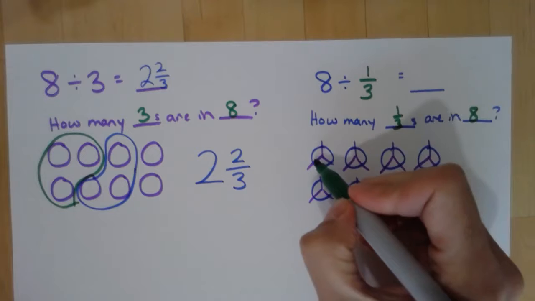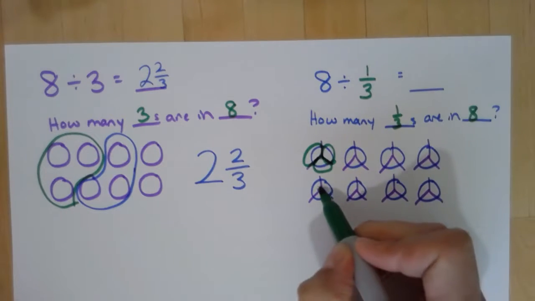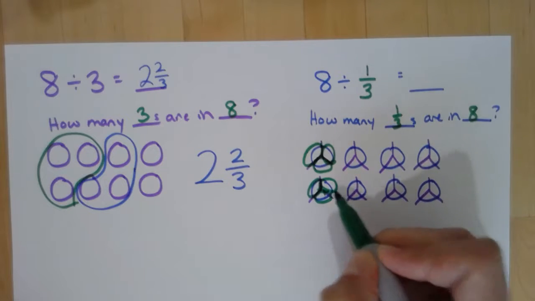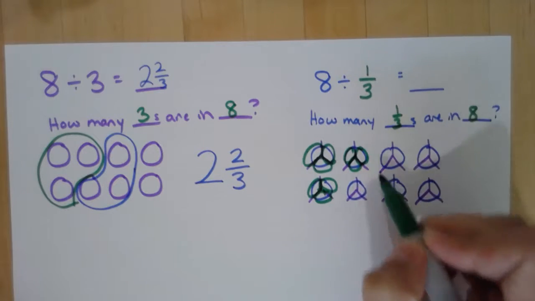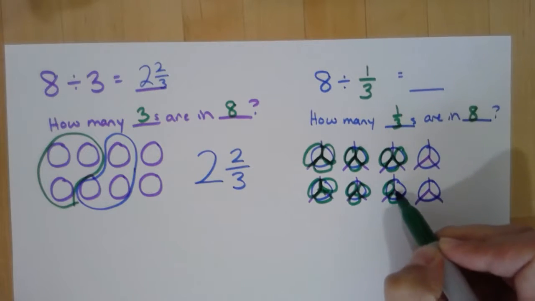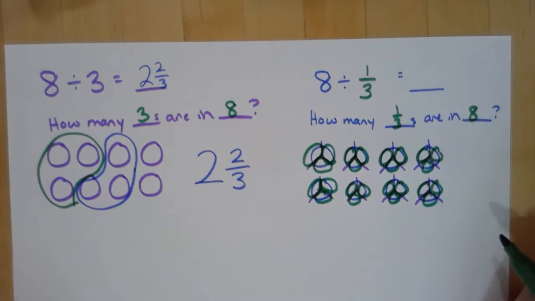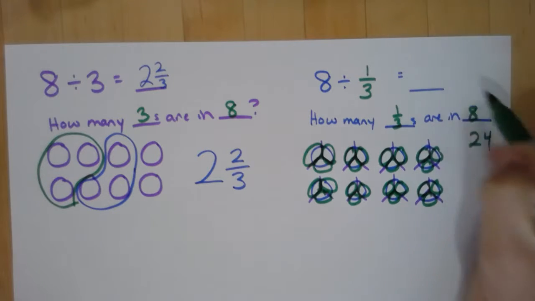Well, I can see 1/3 here, that's 1. Here's a second one and a third one. 4, 5, 6 thirds, 7, 8, 9, 10, 11, 12, 13, 14, 15, 18, 21, 24. There were 24 thirds in 8.